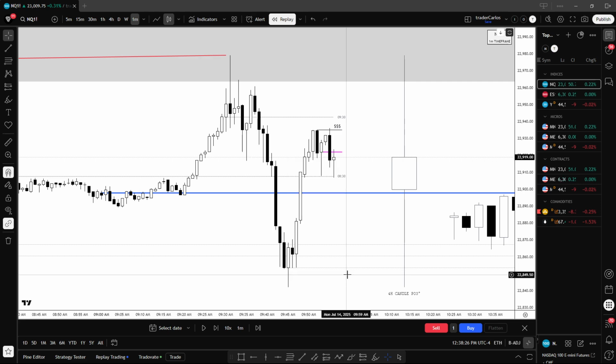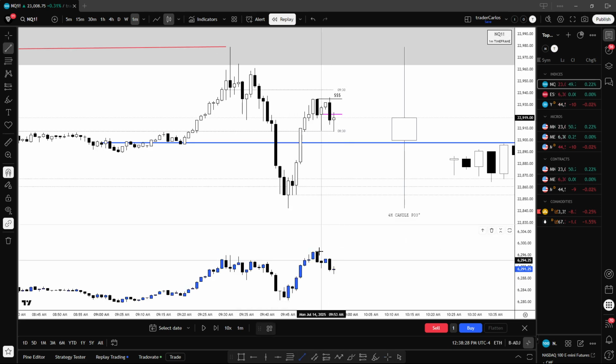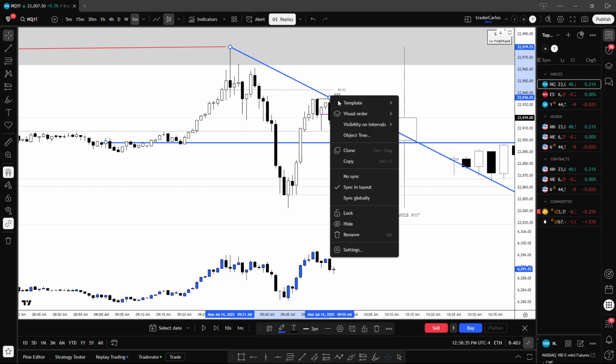And then the SMT was at these highs here. So ES ran these highs while these highs NQ didn't. So this was our divergence at the highs.